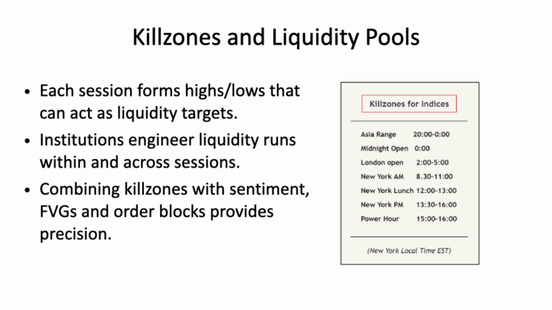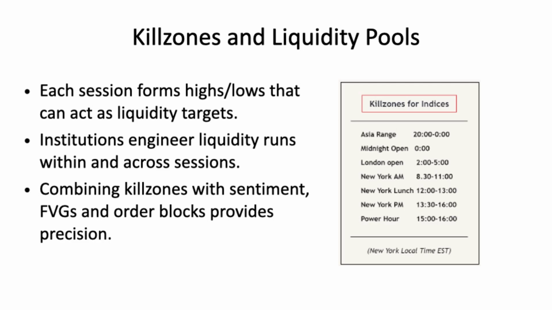For the New York session, we have the New York AM Killzone from 8:30 a.m. to 11 a.m. This is when the U.S. market opens and is incredibly active. There's often a lull during the New York lunch hour from 12 p.m. to 1 p.m. Activity picks up again in the New York PM Killzone from 1:30 p.m. to 4 p.m. And finally, we have the power hour from 3 p.m. to 4 p.m., which often sees a final surge of volume and movement.